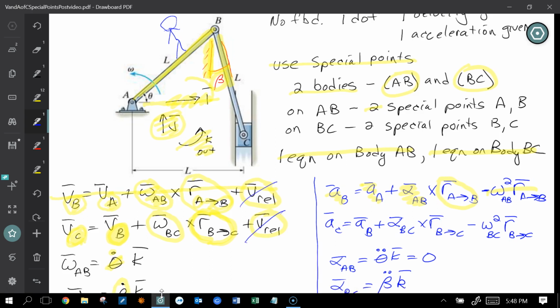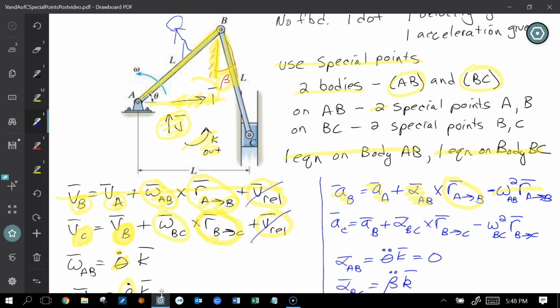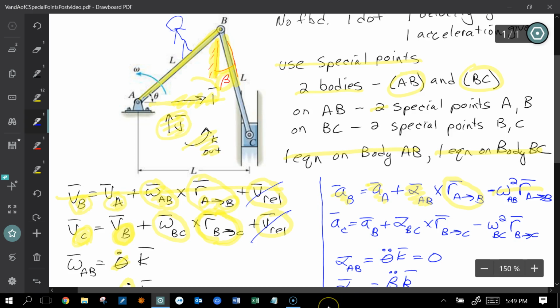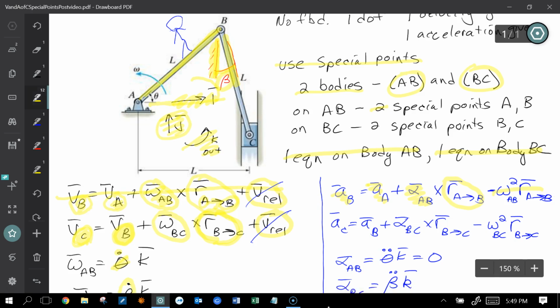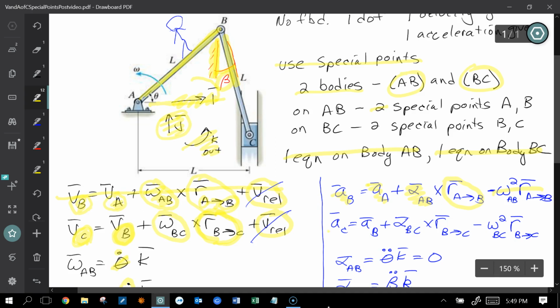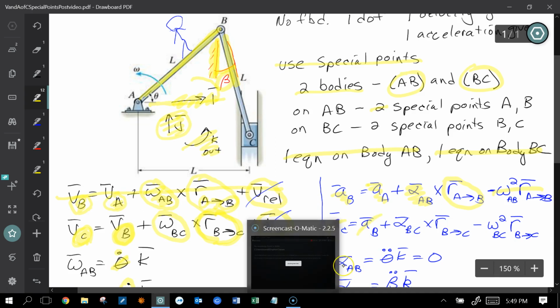Okay. So there are other REL terms that are in the acceleration equation. They are also 0 because of the same reason. So that's why the acceleration has no REL terms. And then what you do is you mimic what you did for the velocity for B and C. So instead of VC, it's AC. Instead of VB, it's AB. Instead of omega, it's alpha. Instead of, well, the R is the same. Right? So here's your equation for that one.